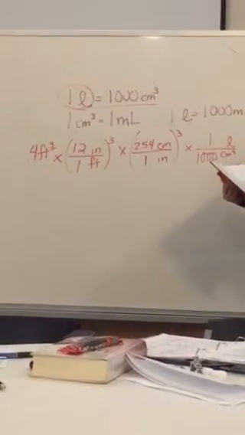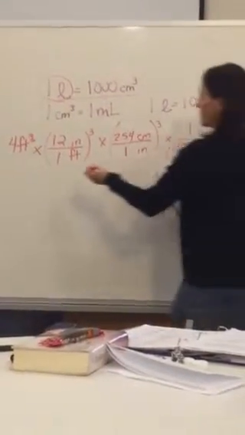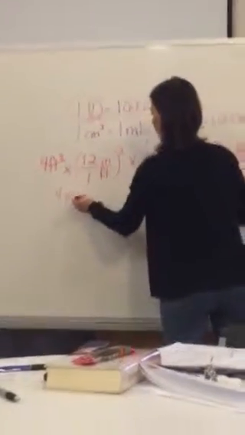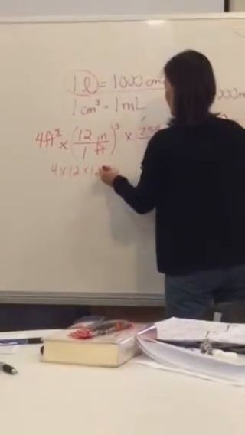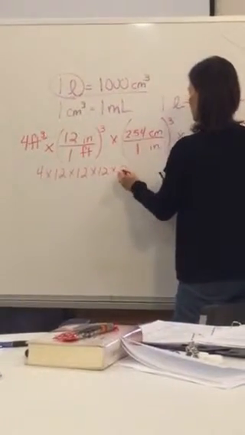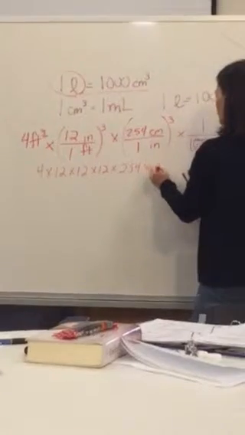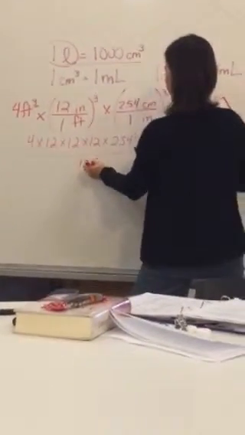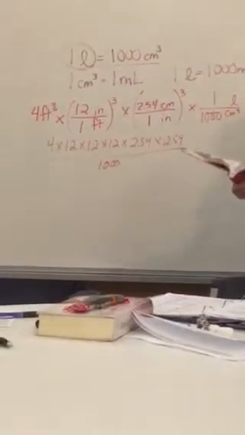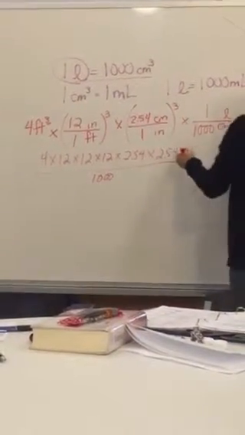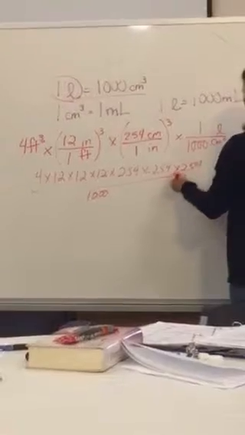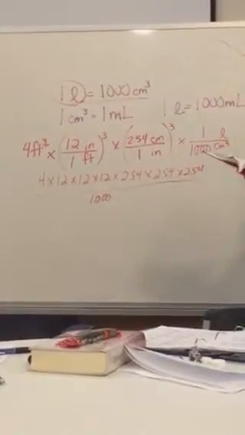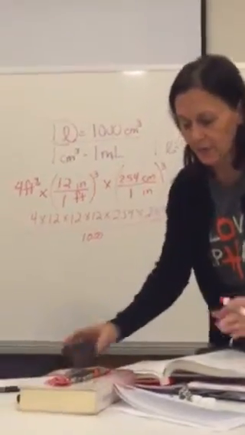I just want liters. Okay, so it's going to be 4 times 12 times 12 times 12 times 2.54 times 2.54, all that over 1,000. I missed a 2.54. Yes, thank you, times 2.54. Thank you, Caleb. All right, does that make sense? Okay.